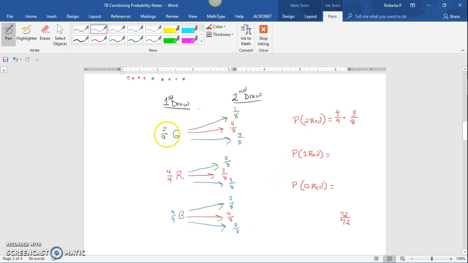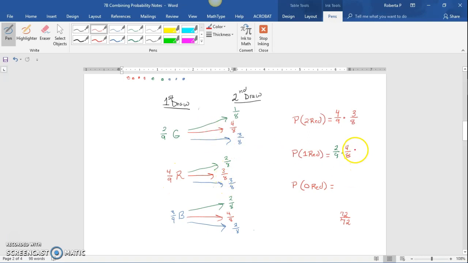Now 1 red, so that would be a green and a red. So 2 out of 9 times 4 out of 8. So that's 1 red. Oh, I'm sorry, that's two reds. So I have one red here and one red here.